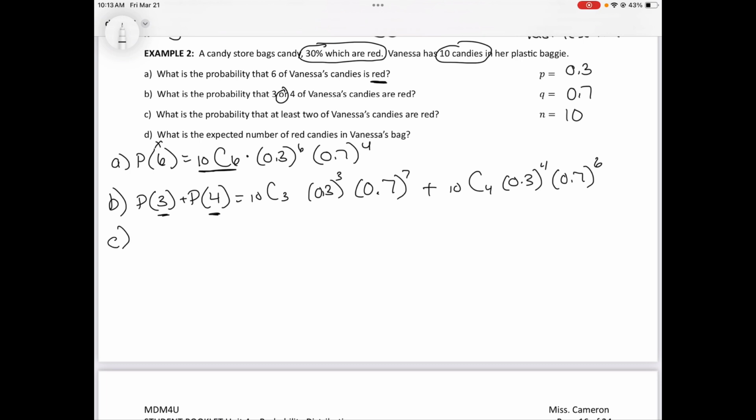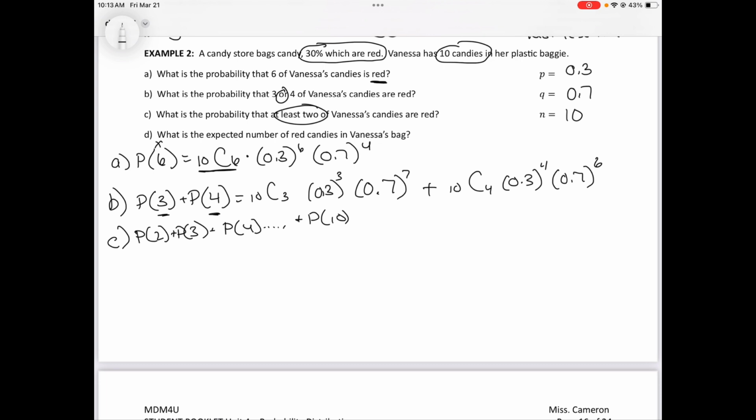Okay. Now C. What's the probability that at least 2 of Vanessa's candies are red? Okay, at least 2. So we have 2 options here. We can either do probability of 2 plus probability of 3 plus the probability of 4 all the way to the probability of 10. Okay, or we can do the indirect method.